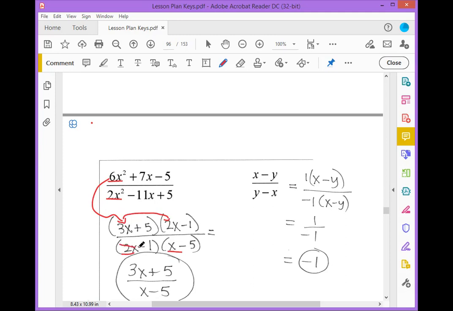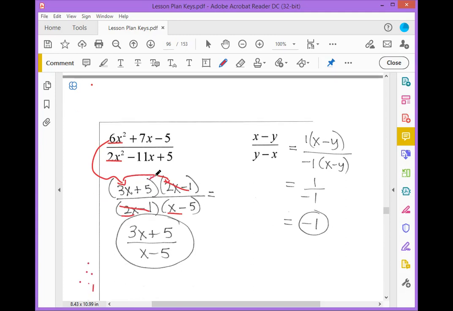We see the like terms, 2x minus 1 and 2x minus 1, that can cancel out. And what's left over is our answer. In the numerator, we have 3x plus 5, and in the denominator, we have x minus 5. This is our answer.